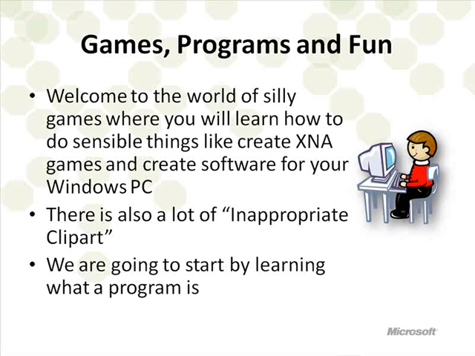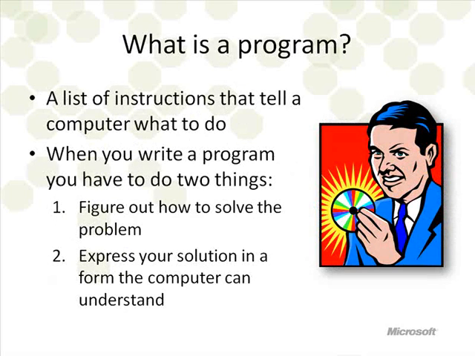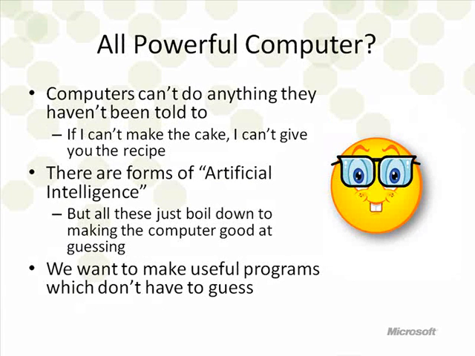We're going to start, by the way, by learning what a program actually is. A program is a list of instructions that tell a computer what to do. There are two things you have to do to write a working program. One is to figure out how to solve the problem, and the second is to take your description of the solution and put it in a format the computer can understand and then actually obey. So 2 steps: solve the problem yourself and then express that solution in a form the computer can be made to do.